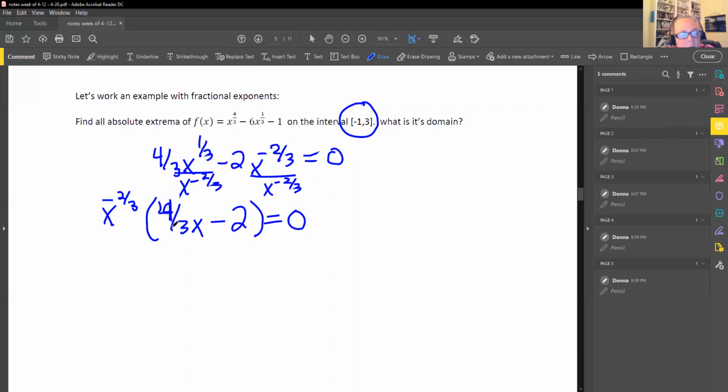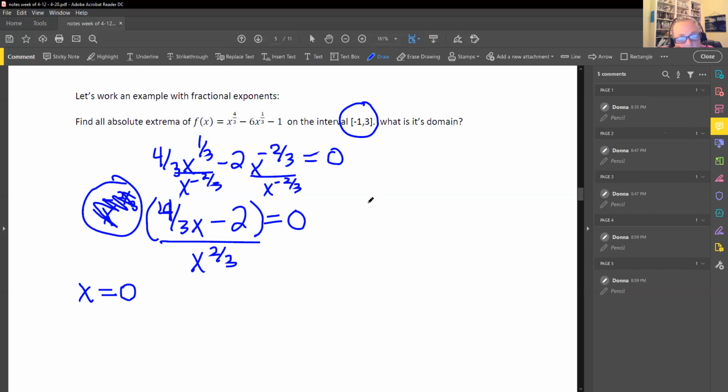Okay, so now I have something I can work with. This here, remember, because it's negative, it's on the bottom. So this is undefined when x is 0. Okay, because that's going to be dividing by 0, because this is really like this over x to the 2/3. That's really what we're talking about. So either x equals 0, that's a critical value, and it's part of the domain because the domain's all real. So just because it's undefined doesn't mean it's not in the domain.